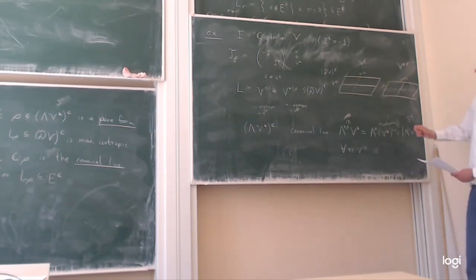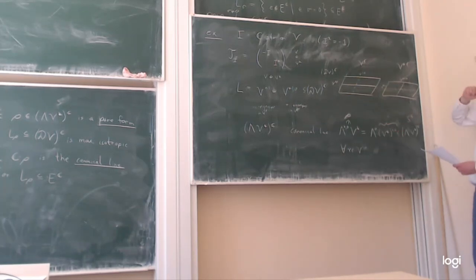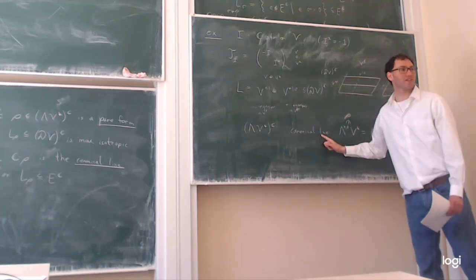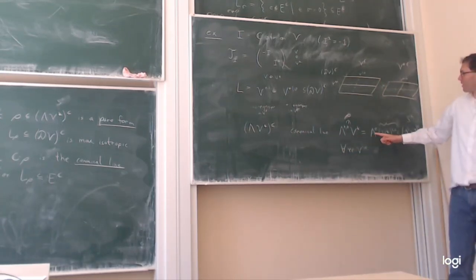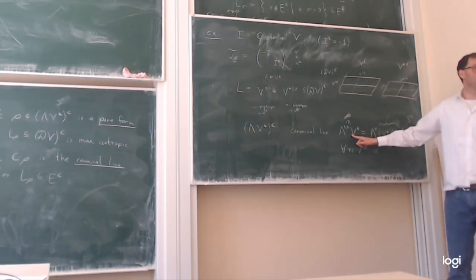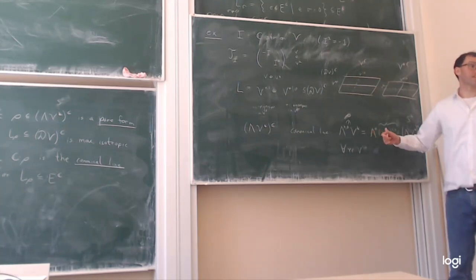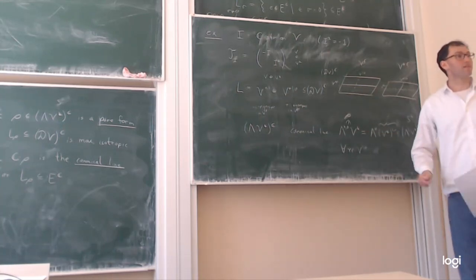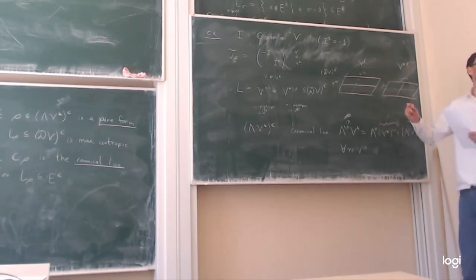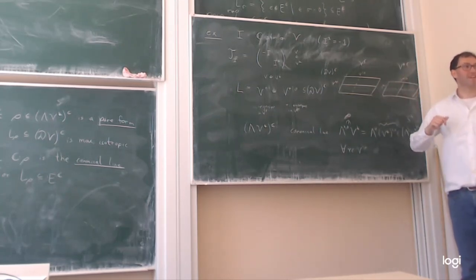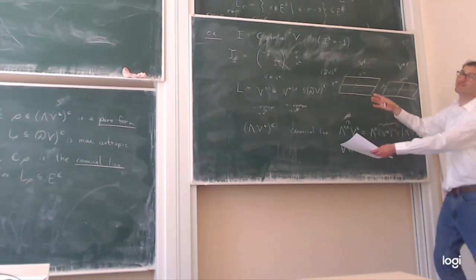So actually, this is where I think the terminology canonical line comes from, because this is the canonical line in complex geometry. It's the fiber of the canonical line bundle in complex geometry. So this is the motivating example, I guess.